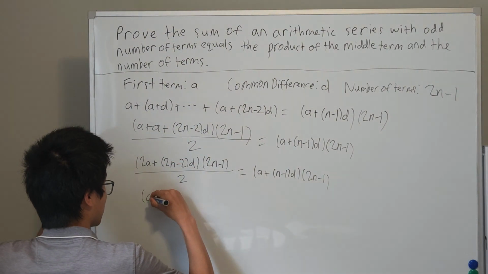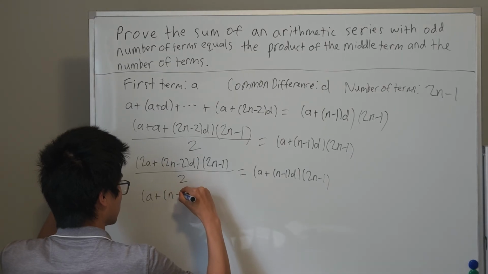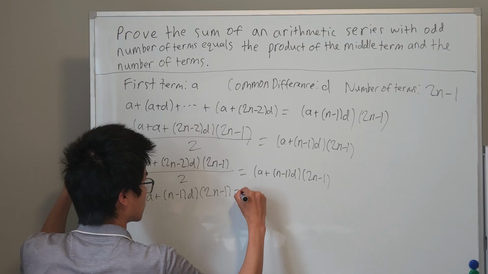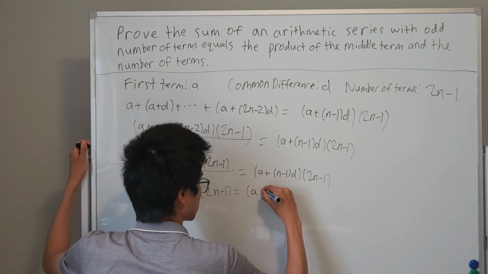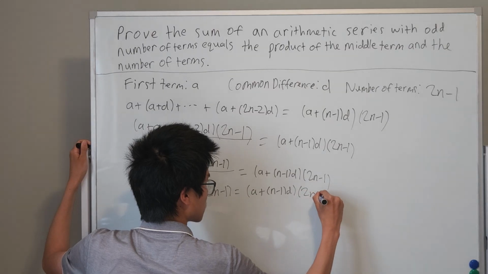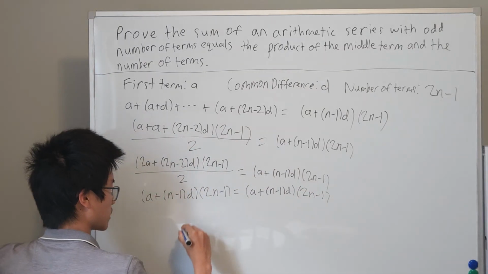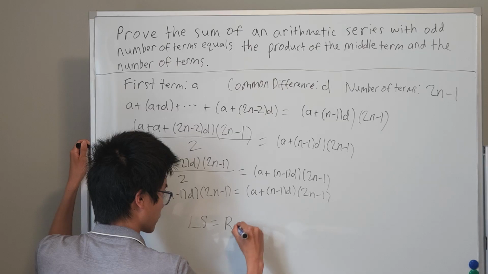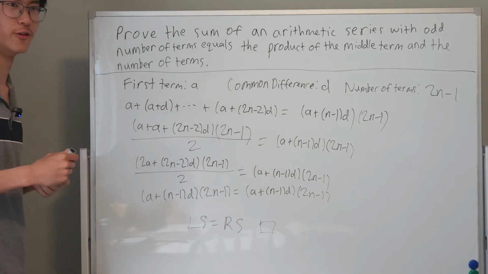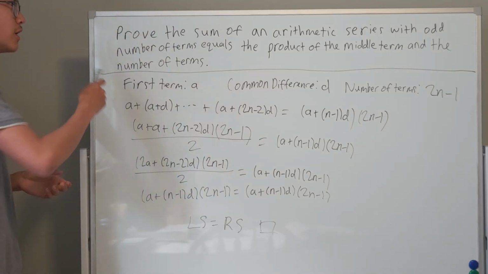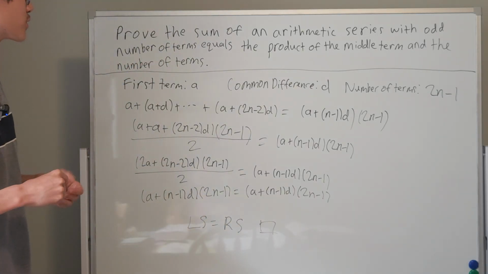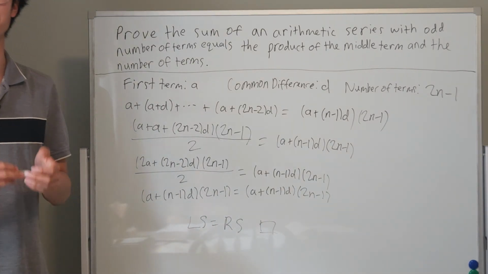As a last step, we can divide this by 2. So now we have (a plus (n minus 1)d) times (2n minus 1) equals this. Therefore, the left side equals the right side, and we are done. This finishes our proof of why the sum of an arithmetic series with an odd number of terms equals the product of the middle term and the number of terms. Thank you very much, guys, for listening.